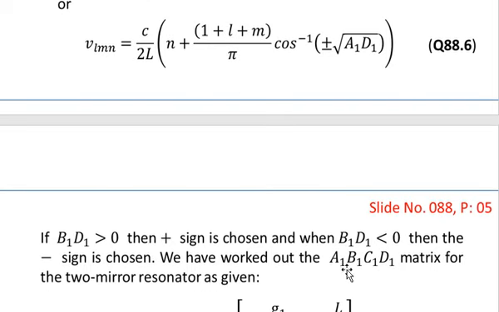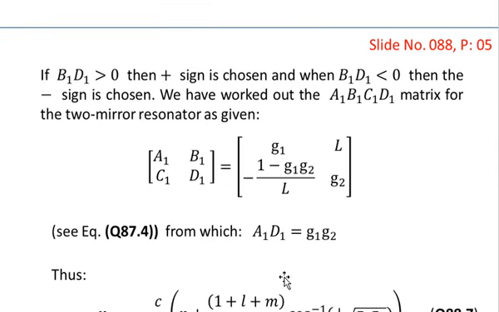We have worked out the A1, B1, C1, D1 matrix for the two mirror resonator, and we have given that in terms of the G factors. So A1, B1, C1, D1 is equal to, in the first row, the first element G1, the second element capital L, which is the spacing between the mirrors, or the length of the resonator. And in the second row, the first element is minus 1 minus G1 G2 divided by capital L, and the other element is G2. For the derivation of this, you can consult equation number 7 of the previous slide.